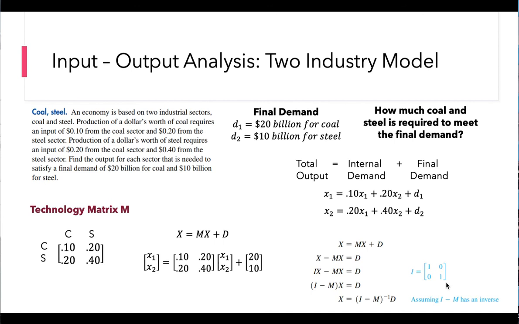Okay, and then we use these matrix operations to solve this matrix equation. Remember, first we're going to subtract mx from both sides of the equation, and then we're going to factor out the x, and then we're going to multiply both sides by the inverse of I minus m.